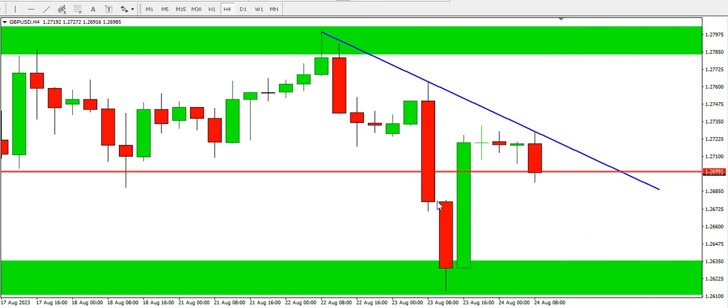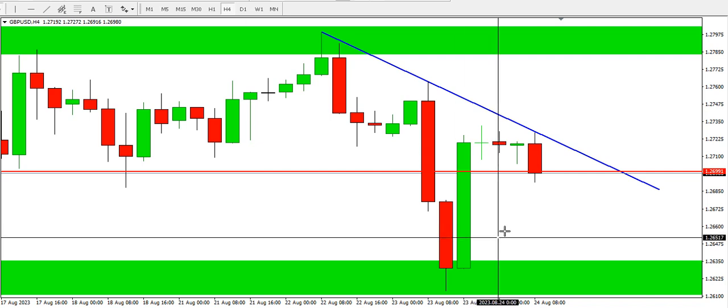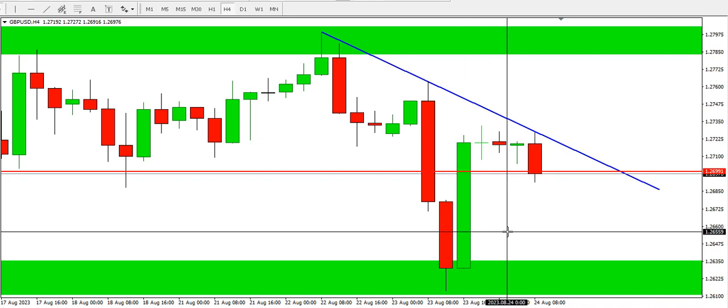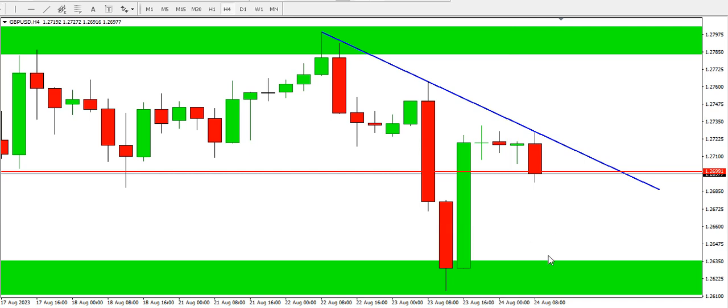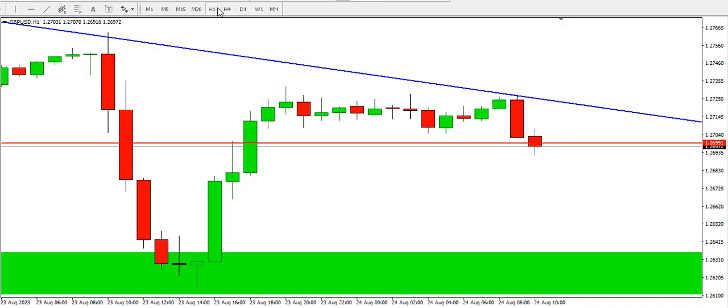Okay, we have this particular order block around here. Price might find support somewhere around the 1.26559 level before going up to test this descending trend line. A break of this descending trend line will take price back to the range top. That's for the 4-hour time frame.